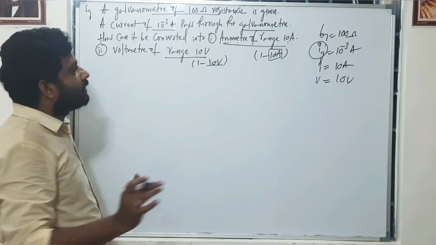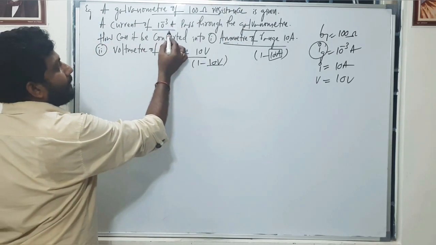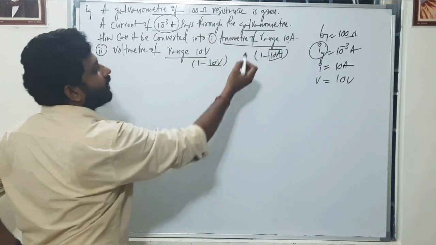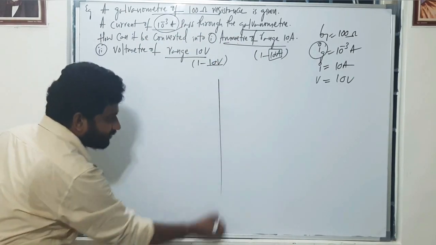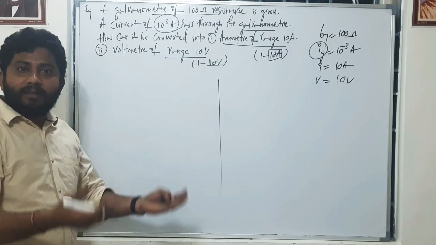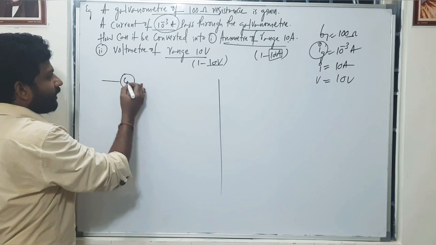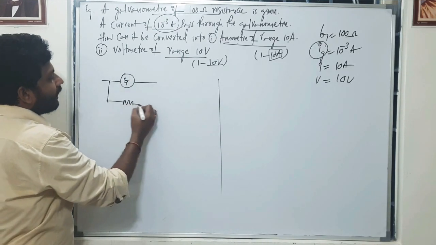Listen to me once again. The galvanometer resistance is given. The current passing through the galvanometer is also given. How can it be converted into an ammeter and how can it be converted into a voltmeter? So first thing, how can it be converted into an ammeter? By connecting this galvanometer and a shunt resistance parallel to it.